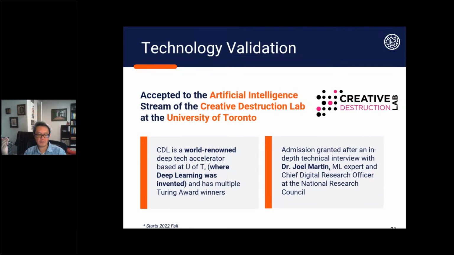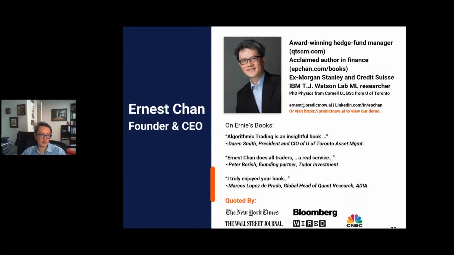Not only did it work in our experiment, this technique has been vetted by some of the most reputable machine learning researchers. For example, Dr. Joe Martin, who is Chief Digital Research Officer at the National Research Council, gave an in-depth interview with us, and we described CPO to him. And based on his approval or recommendation, we were admitted to the AI stream at the University of Toronto Creative Destruction Lab. So, I'm very excited about this technique. It improved our clients' profits and lowered their risk, and it is proven to be a uniquely new invention in the AI field. And therefore PredictNow is in a position to market it to many enterprises.